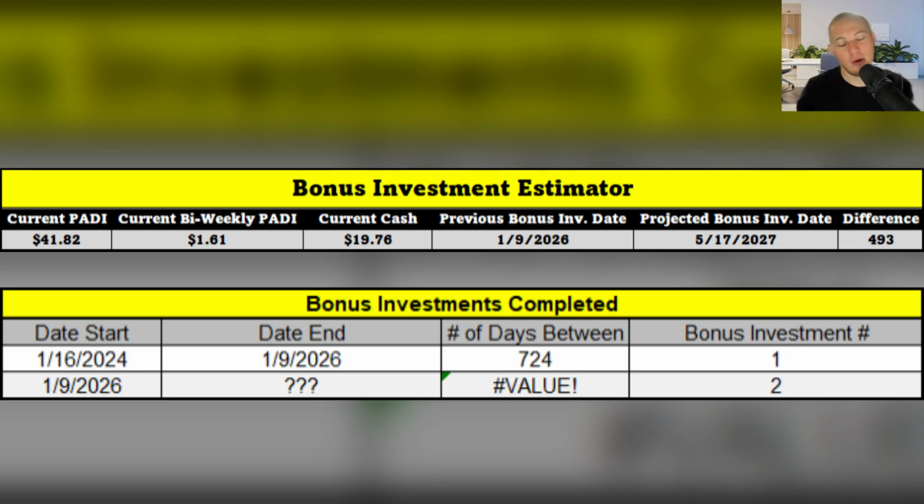The new projected bonus investment date, I think, is actually the same as last episode, May 17th of 2027, which is 493 days from the first bonus investment. Again, for anybody new, that's obviously a lot of time, but the first bonus investment took us 724 days. This one is projected at 493 days and will get faster.